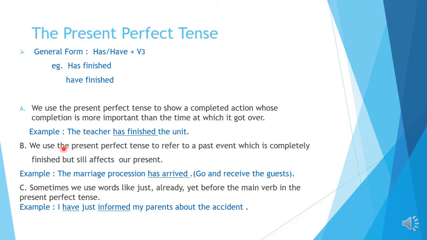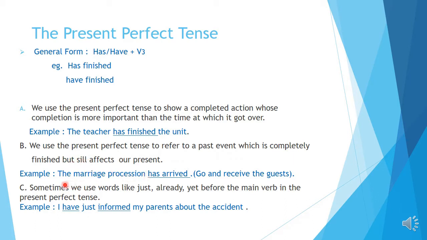Okay. Another usage is we use the present perfect tense to refer to a past event which is completely finished but still affects our present. Example, see children, the marriage procession has arrived. Here the present perfect tense is has arrived. Here see children, it means go and receive the guest. The procession has come, so we have to receive the guest. So it shows an action which is completely finished but still affects our present.